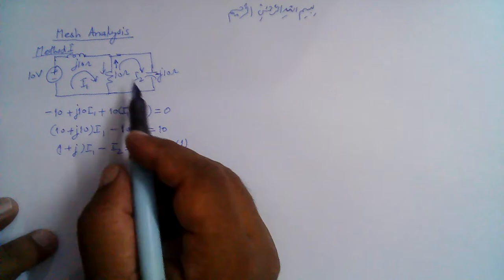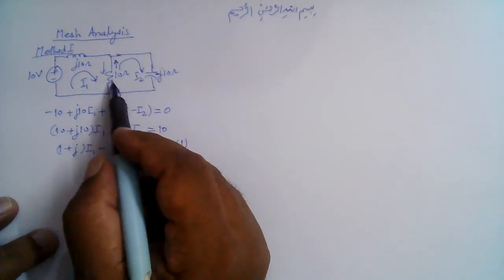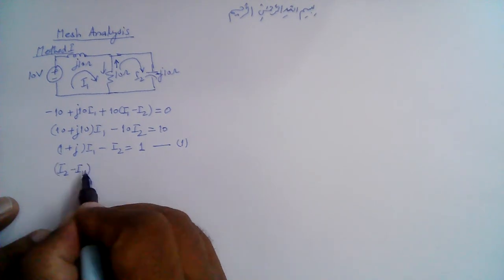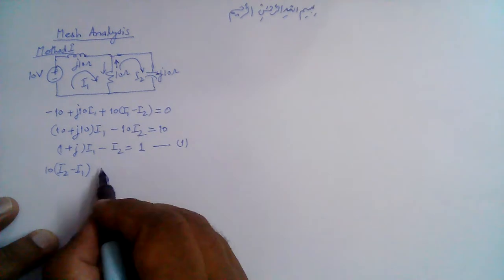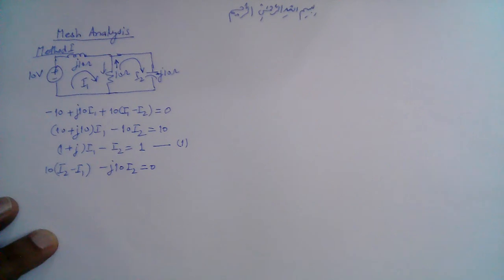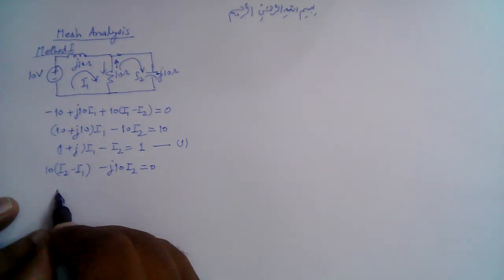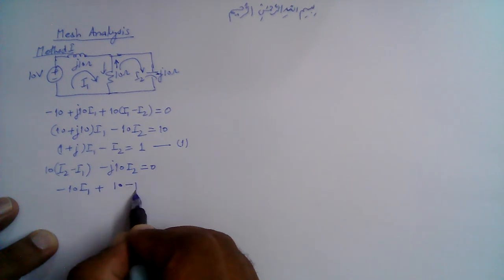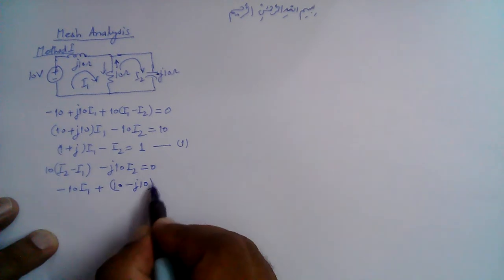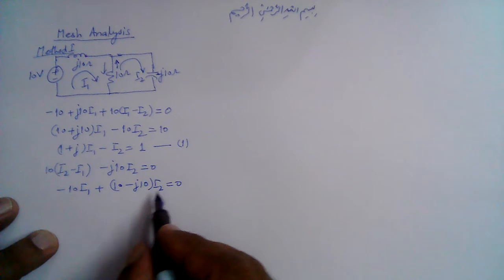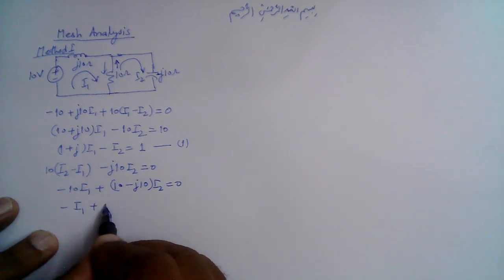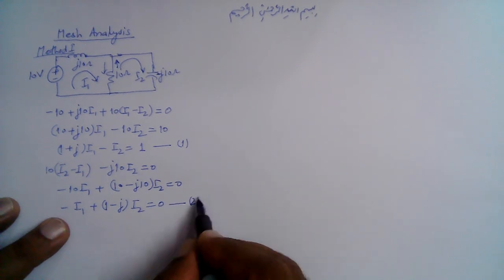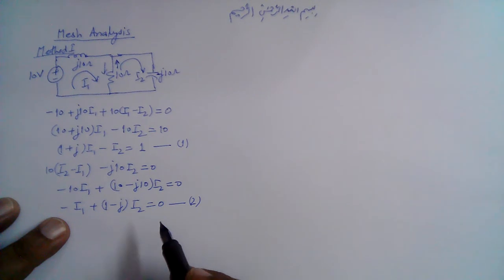So we can write the equation for the second loop also. Again the net current in the 10 ohm resistor is I2 minus I1, multiplied by 10, and then minus J10 I2 is equal to 0. So this will be minus 10 I1 plus 10 minus J10 I2 is equal to 0. Again, this equation can also be divided by 10. So that will be minus I1 plus 1 minus j I2 is equal to 0. So this is our second equation. So we have two equations now.